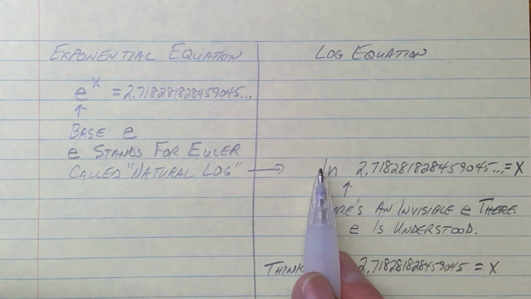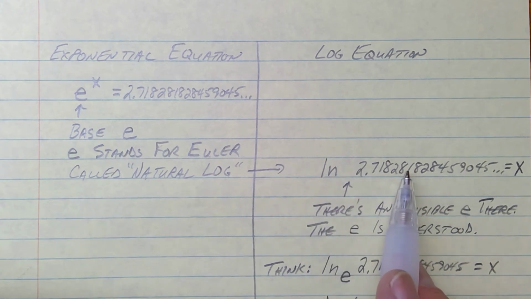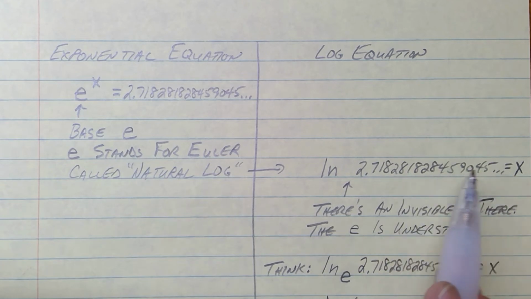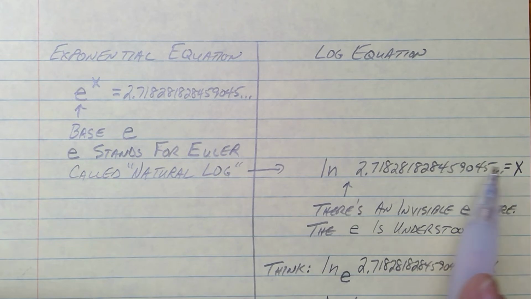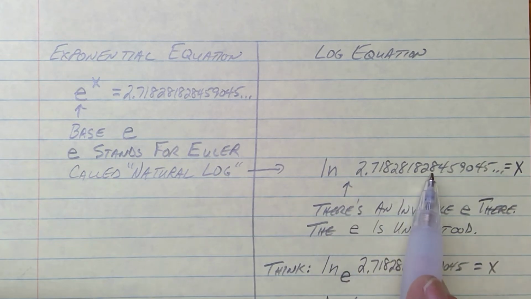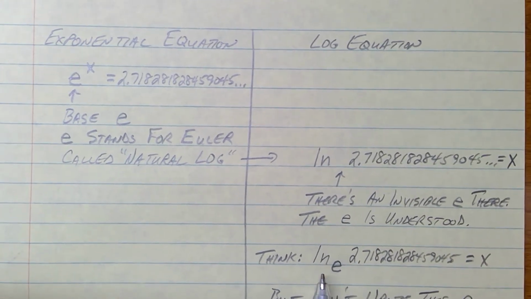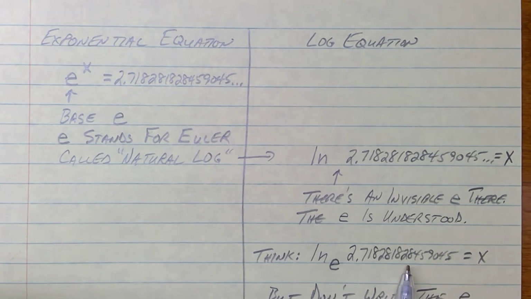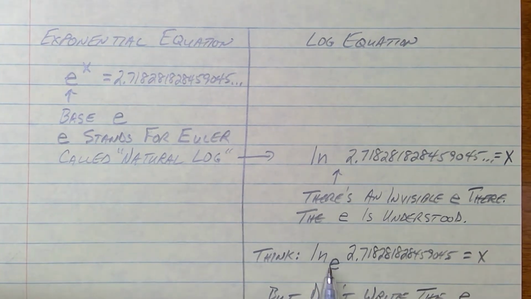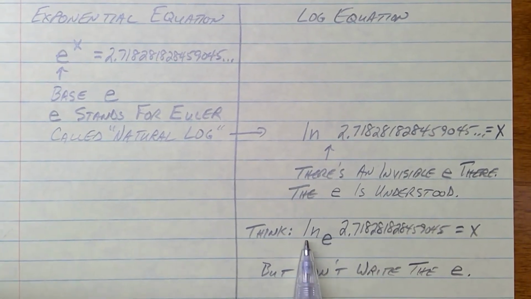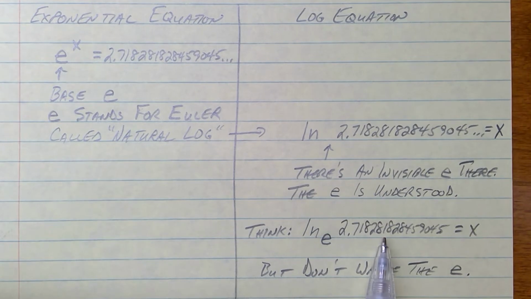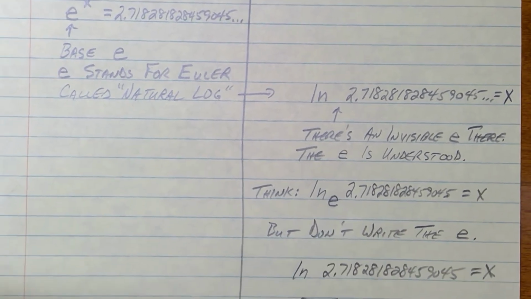So I'm saying, what's the natural log of this mess right here equals x? I'm asking, what's the exponent that goes on the e to give me this number here? So think natural log base e of this mess equals x, but we're lazy. We're not going to write the e. It's understood. We're going to leave that e off. So don't write the e. Just write natural log, boom, and put it in your calculator. And again, this is one of the easy ones. We have a natural log button.